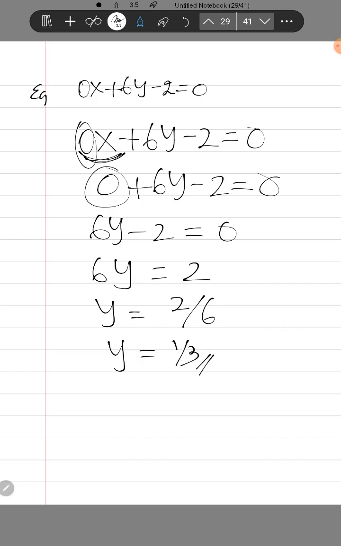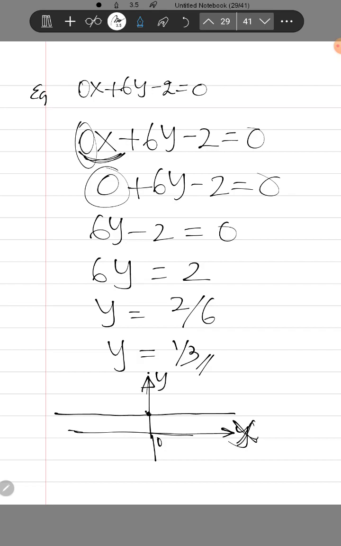It means this graph is a horizontal graph. With the y-axis here and the x-axis here, you have 1/3 here. So this is the graph y is equal to 1/3. What is the y-intercept of this graph? That's just 0, 1/3. Does it have an x-intercept? Actually, no, because it's a horizontal graph.